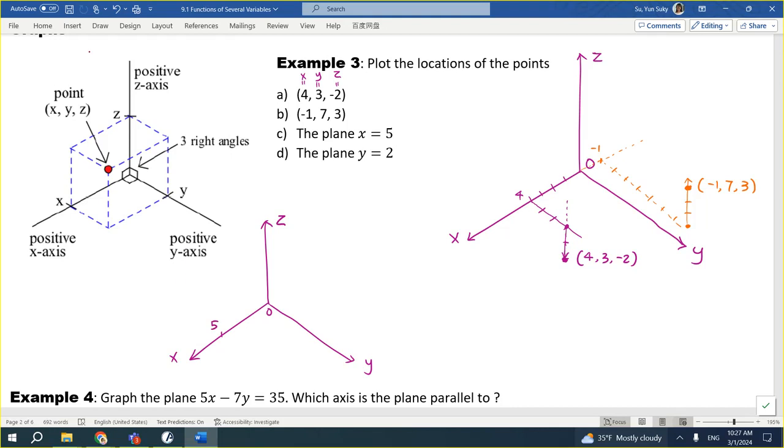And it's a plane. So can you imagine it's a plane? It crosses the x-axis at 5. So you can draw a plane like that. It's a plane. It crosses the x-axis at 5. But your y direction can go to infinity, minus infinity, and your z direction can go to infinity, minus infinity. So you get a plane like this. It's perpendicular to the x-axis.